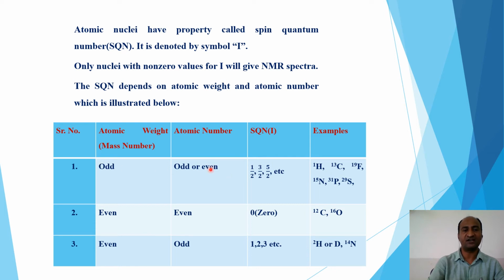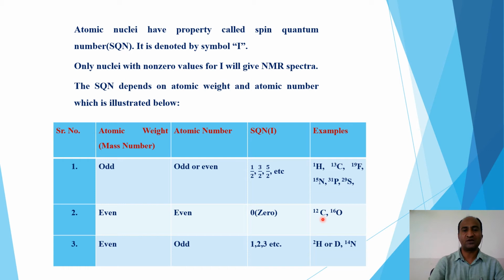So the odd-even relationship also has a spin quantum number value of 1/2. All elements which have an integer value of spin quantum number will absorb in NMR. And if the atomic weight is even and the atomic number is even, if both are even, they will not absorb in the NMR because the spin quantum number value is 0.